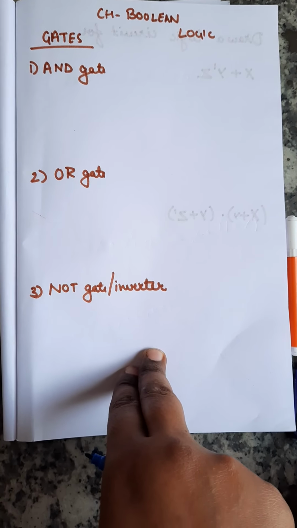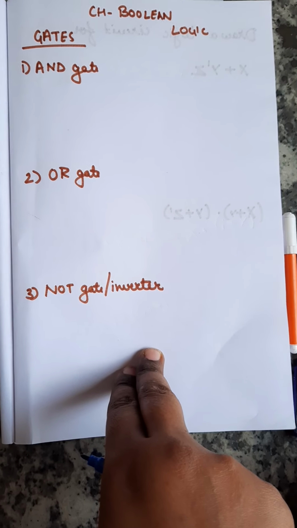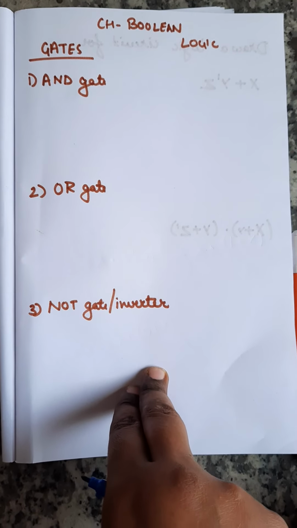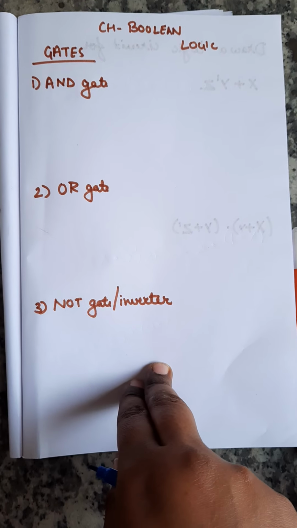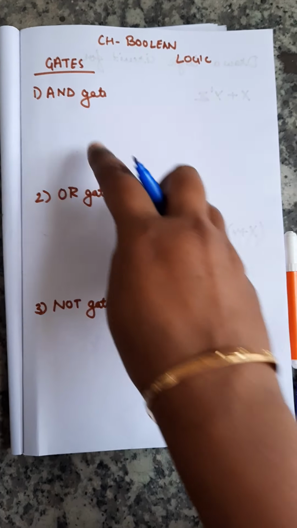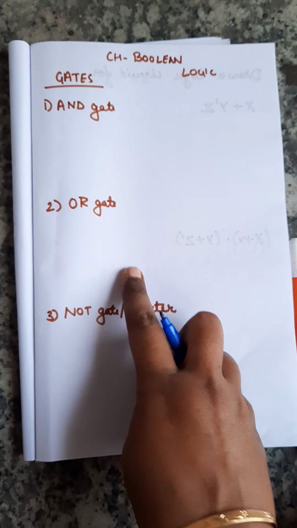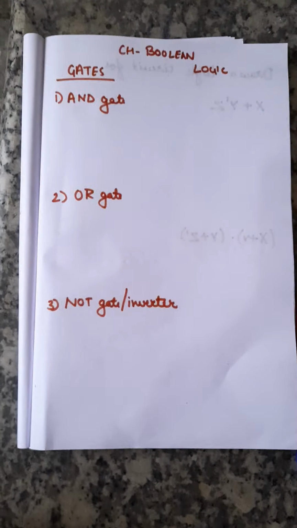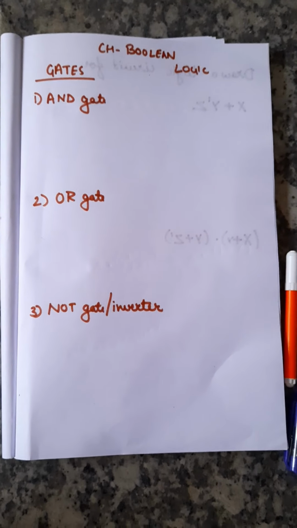As we have all discussed the expressions that come in Boolean logic, now we'll understand how these gates are put in the circuit. There are three types of basic gates in Boolean logic. Number one is the AND gate, then the OR gate, and then the NOT gate. First is the AND gate.